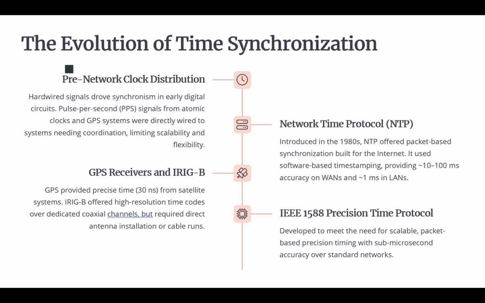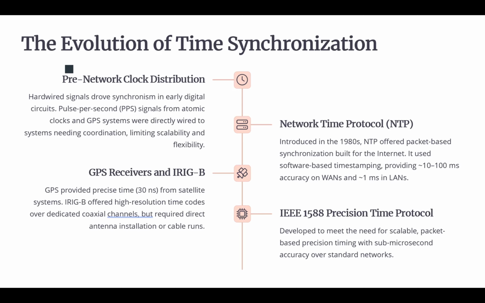We had pulse per second signals that were generated, for example, from atomic clocks and used for this direct coordination. This method worked well enough, but it wasn't scalable or flexible when we talk about a large or dynamic network. That was the shortcoming of the PPS methodology in the early state of digital technology and digital systems.